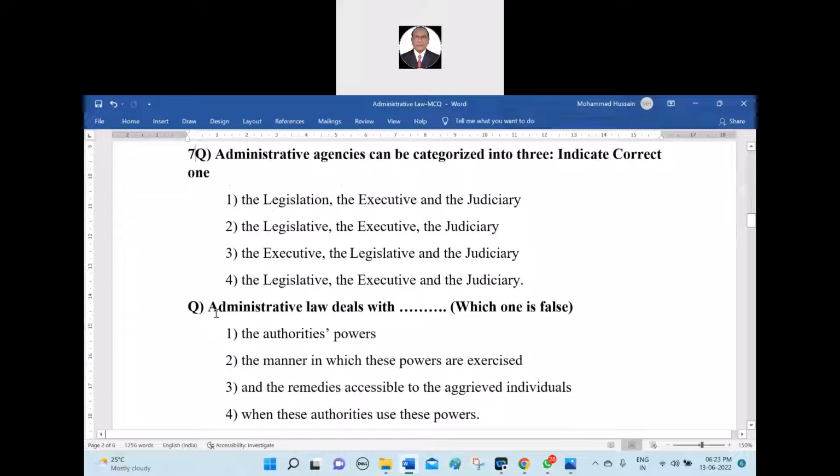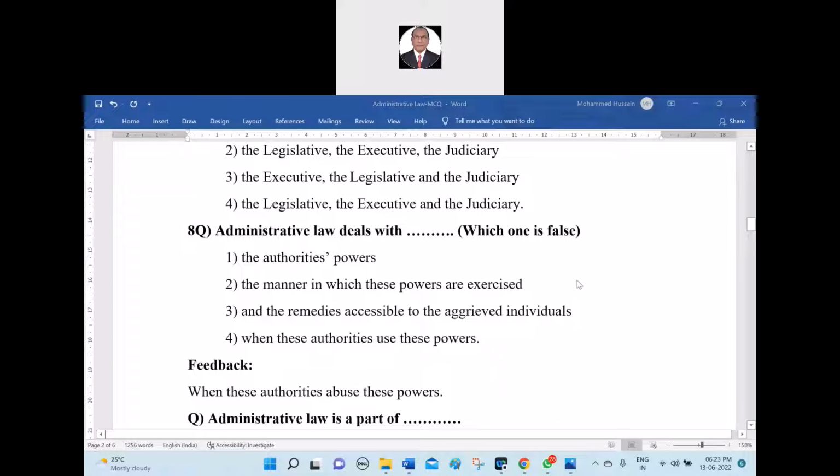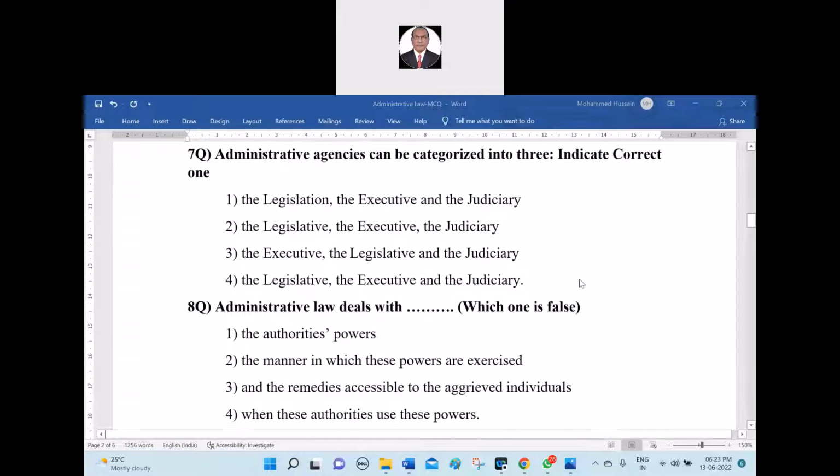Eighth question. Because of shortage of time today, I could not remember it, because I taught legal research here for 2 hours. Okay, administrative law deals with dash. Which one is false? Number 1, the authority's power. Number 2, the manner in which these powers are exercised. Number 3, the remedies accessible to the aggrieved individuals. Number 4, when these authorities use these powers. Actually, I've shown the feedback. I don't know how many people could remember it. Okay, among the 4 options, which is the correct option?